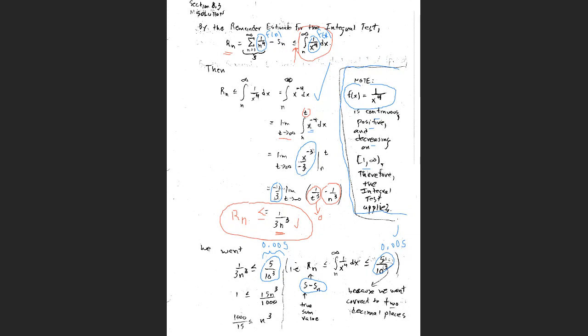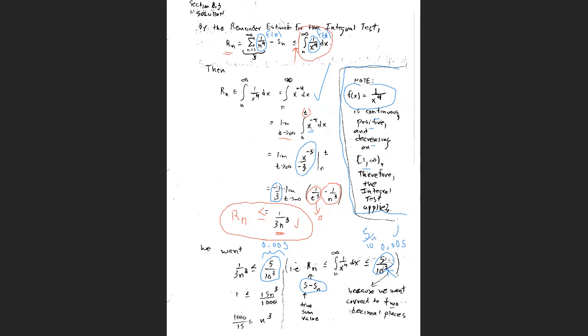Now, what if we wanted our estimate to be correct to 3 decimal places? We wouldn't use 5 over, and note, by the way, correct to 2 decimal places. Notice that the 3, the 10 cubed on the bottom, the 3 there is 1 more than 2. So if we wanted our partial sum, our estimate, to be correct to 3 decimal places, we would use 5 over 10 to what power? That's right, Nathan, 5 over 10 to the 4th.